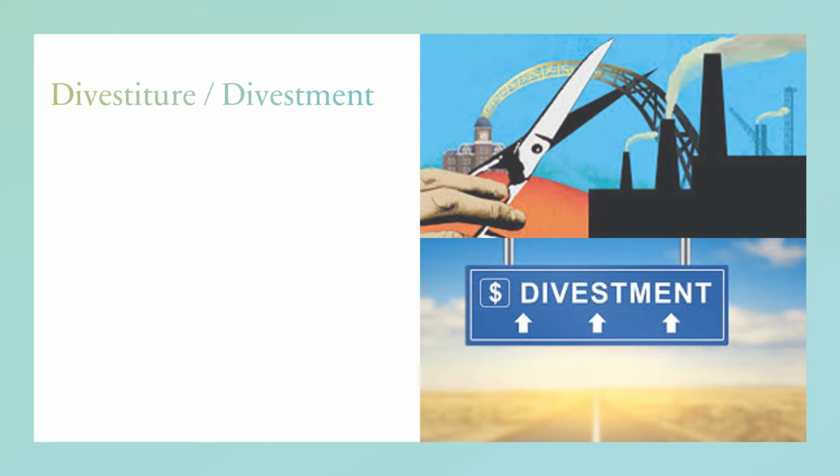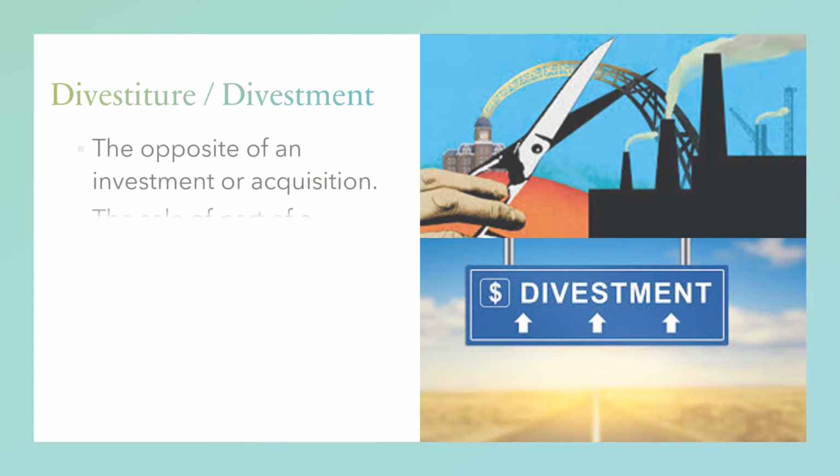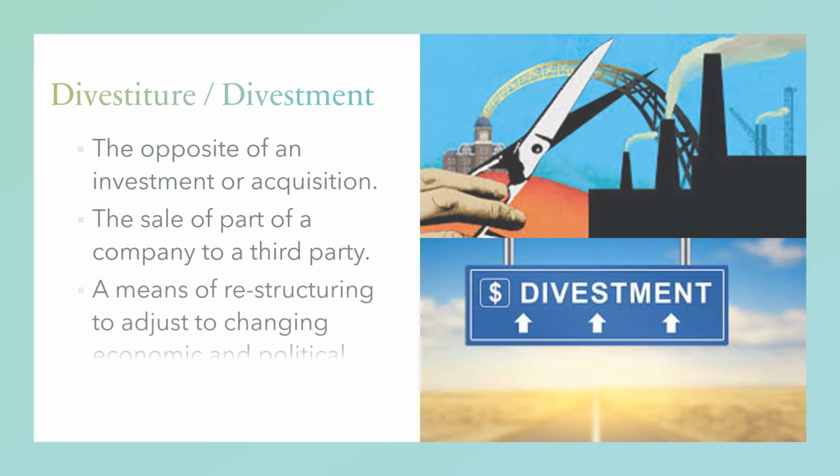What is a divestment or divestiture? A divestment is the opposite of an investment or acquisition. It is the sale of part of a company, for example, assets, product lines, divisions, brands to a third party. Divestment is used as a means of restructuring. It reflects the efforts of the corporate management to adjust to changing economic and political environments.